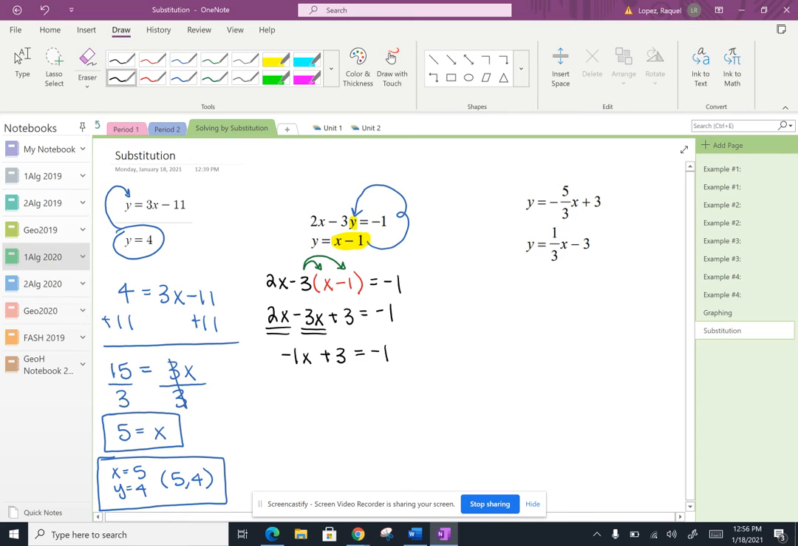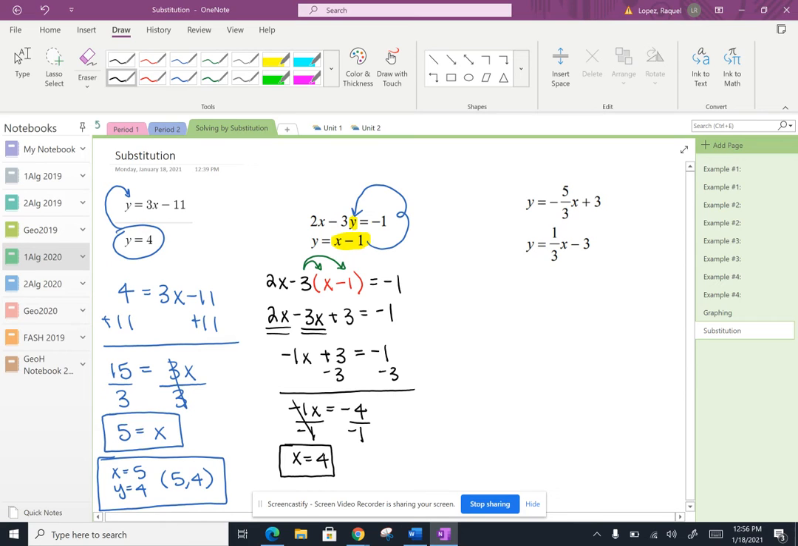Let's keep going and keep using our basic moves. Now I want to get x by itself. I'm going to subtract 3 on both sides of my equation, and I end up with negative 1x equals negative 1 minus 3, which is negative 4. The last thing I want to do is divide both sides by negative 1. And I end up with x equals positive 4, because a negative divided by a negative is a positive.